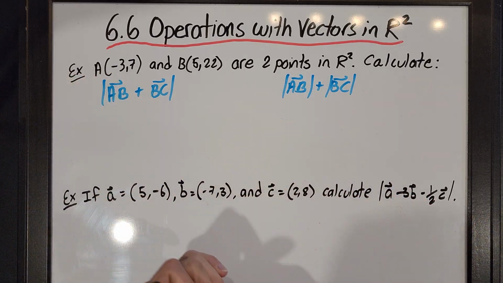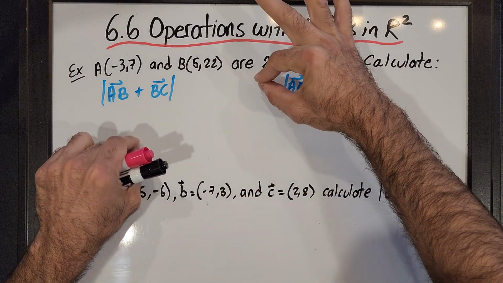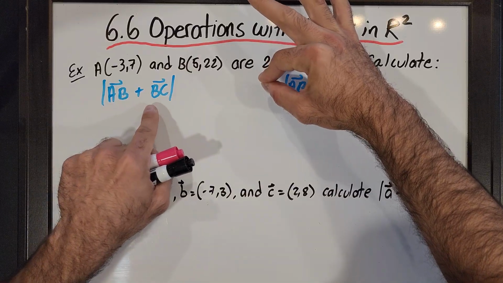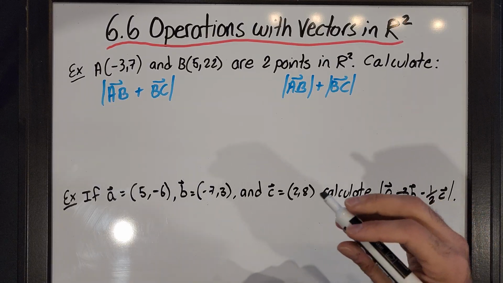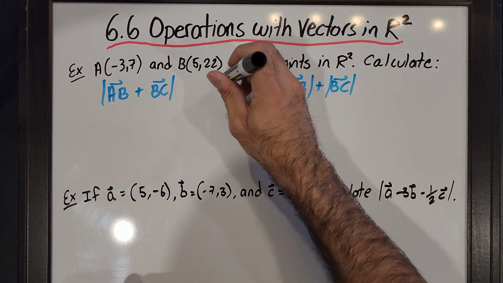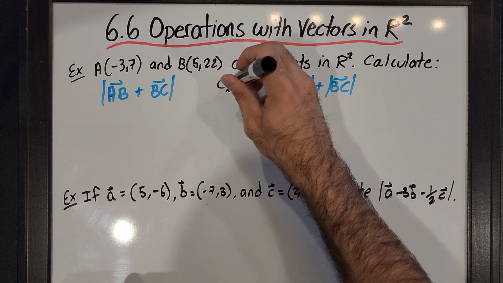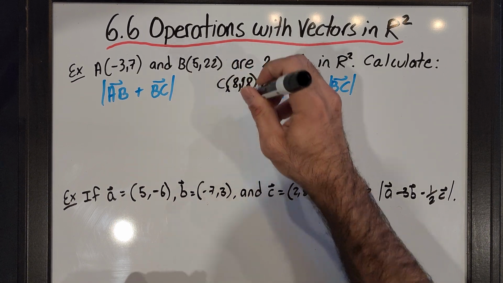We know the values of A, we know the values of B, they're 2 points in space. So to do AB plus BC, first of all, I definitely need a C. So I'm going to write a C down over here, and we're going to call it 8, 18.